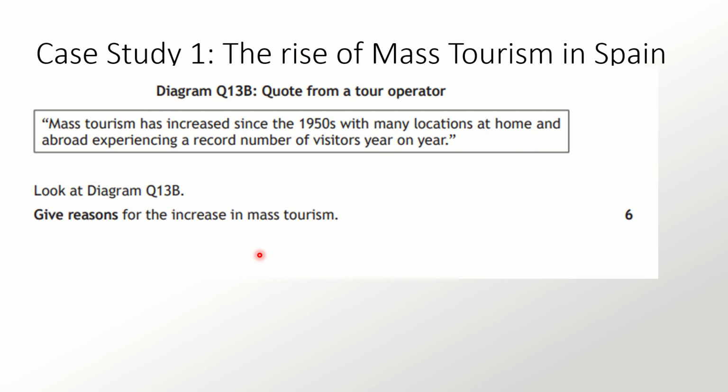So here's our first question. Mass tourism has increased since the 1950s, with many locations experiencing record numbers of visitors. Give reasons for the increase in mass tourism. That's what we're being asked to do. We're being asked to explain why mass tourism has increased in recent years in Spain.